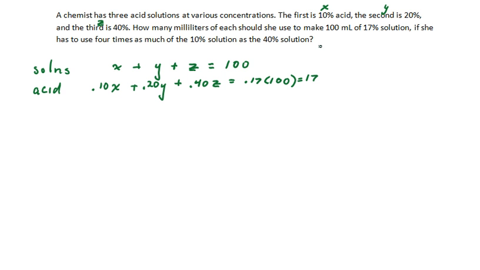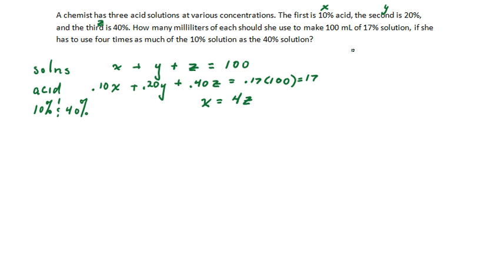17 milliliters of acid. And lastly, we have 4 times as much of the 10% as the 40% solution. So the amount of X has to equal 4 times the amount of Z. So she has 4 times as much of the 10% solution, that's X, equals 4 times Z.